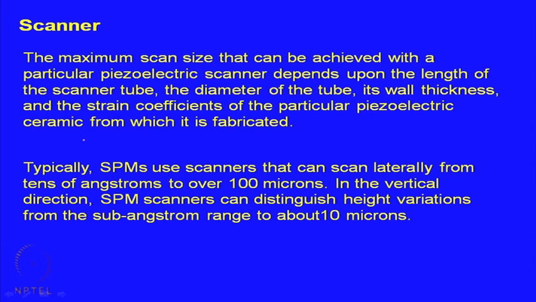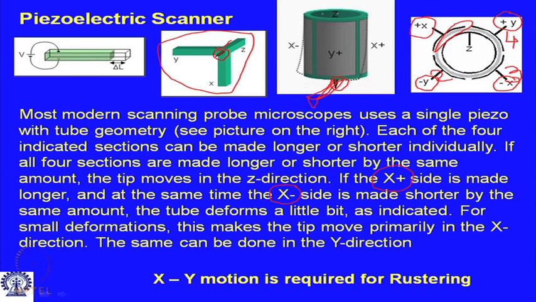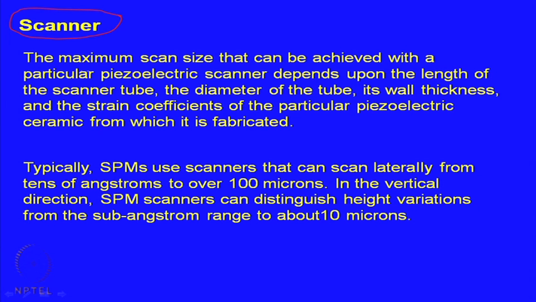So, the next thing is a quick recap on the scanner. You understand it is a hollow piezoelectric tube with 4 different zones, each of which can deform separately or in tandem depending on which type of deformation you want to achieve. The maximum scan size that can be achieved with a particular piezoelectric scanner also depends upon the length of the scanner tube, the diameter of the tube, its wall thickness and the strain coefficients of the piezoelectric ceramic which has been used to fabricate it.